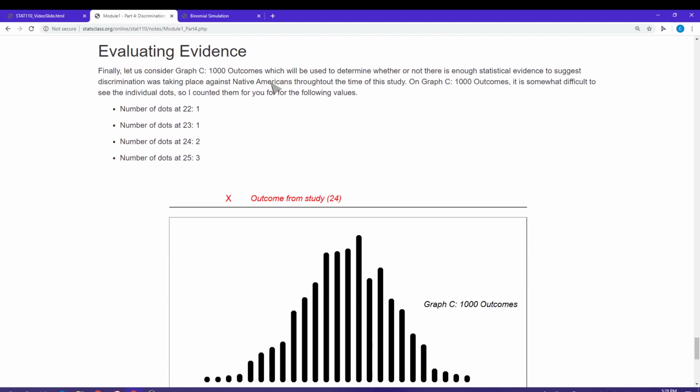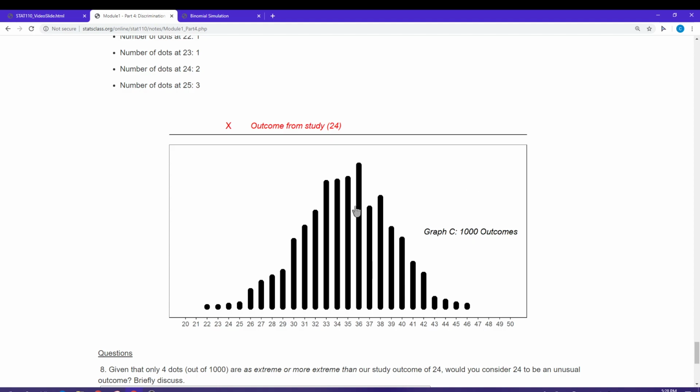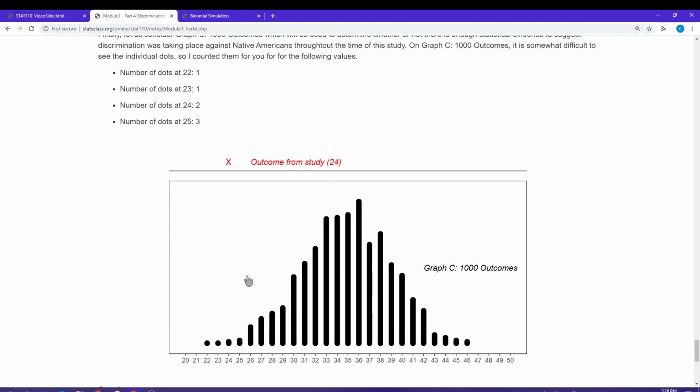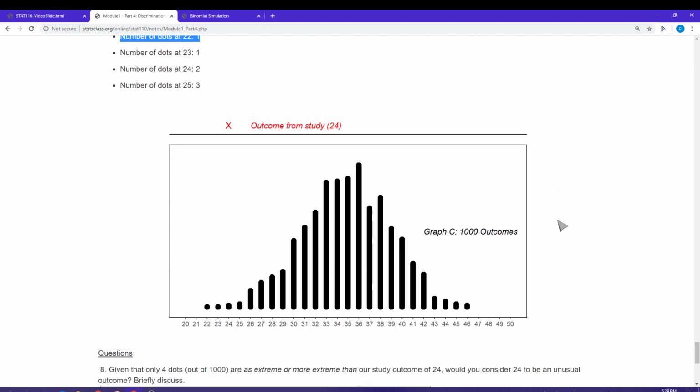Let's go to the evaluating evidence stage. Here I'm going to use graph C that had 1,000 outcomes on it. The number of dots at 22 was 1. It's kind of hard to see that. The number of dots at 23 was 1. The number of dots at 24 was 2. And then it looks like I had 3 here at 25. And this is out of 1,000 outcomes.